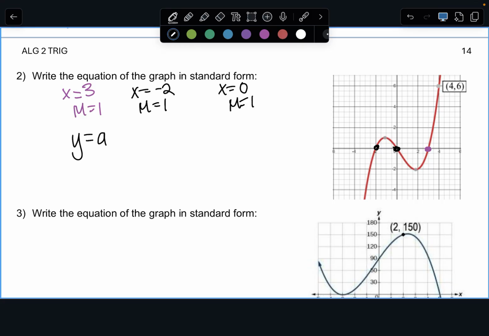Step 2, write the general form of your equation with A. So all of these, we switch the sign, and the exponent is just going to be 1. And for my x minus 0, I'm going to write it as just x out in front. So that's coming from this factor.